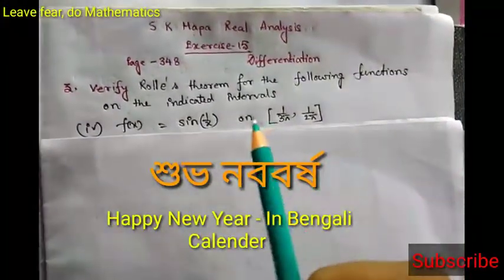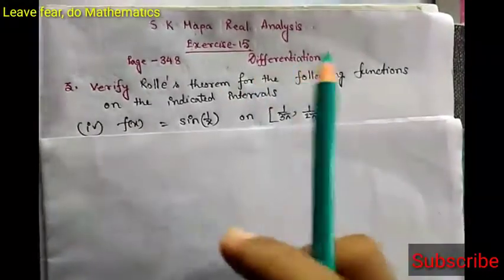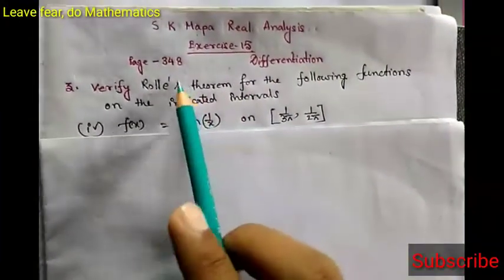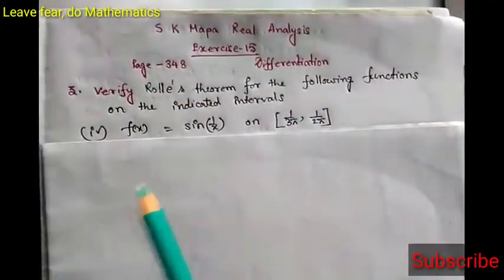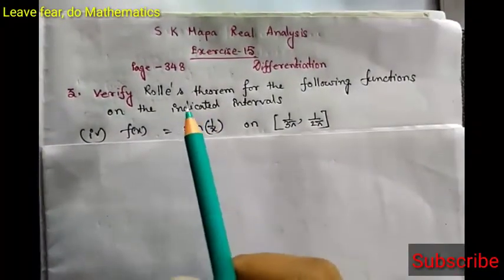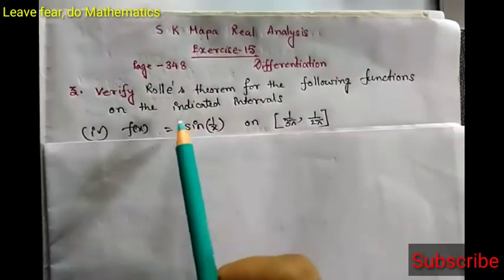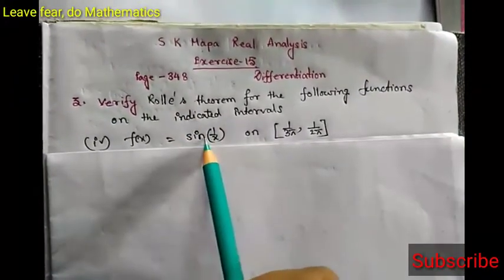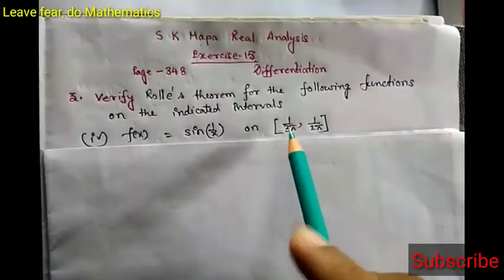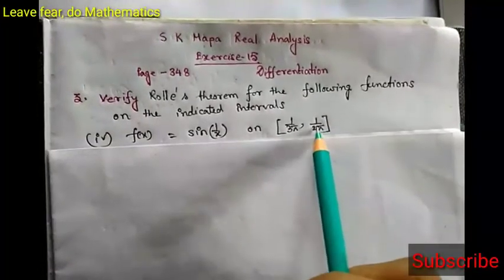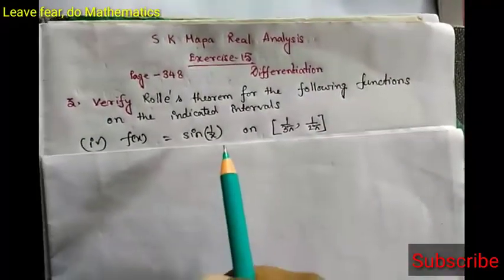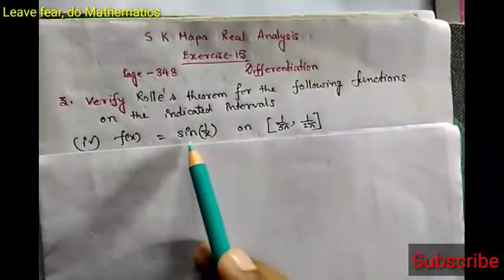Today we are going to solve an example from S K Mapa's real analysis book, page number 348, chapter differentiation, and this is a problem on differentiation. The problem is to verify Rolle's theorem for the function f(x) equals sin 1 over x on the interval 1 over 3 pi, 1 over 2 pi. We have to just verify if this function satisfies Rolle's theorem or not.